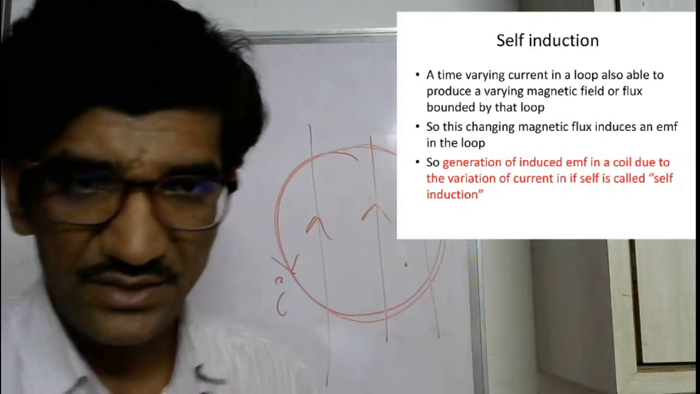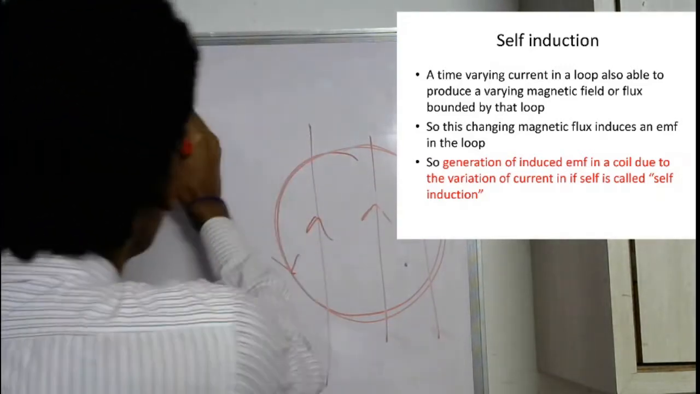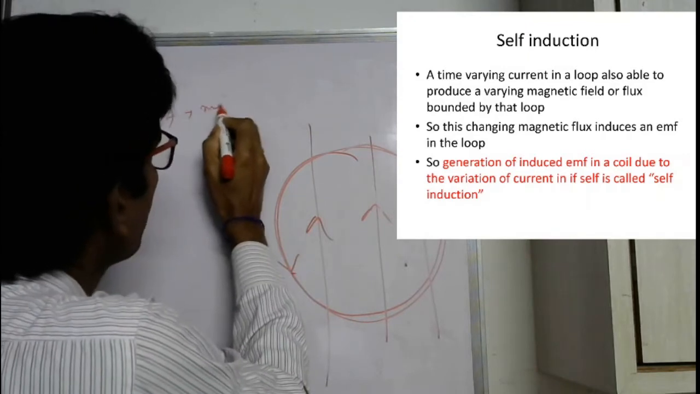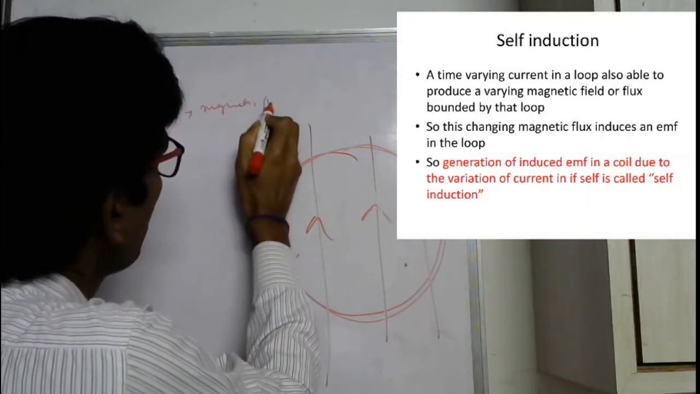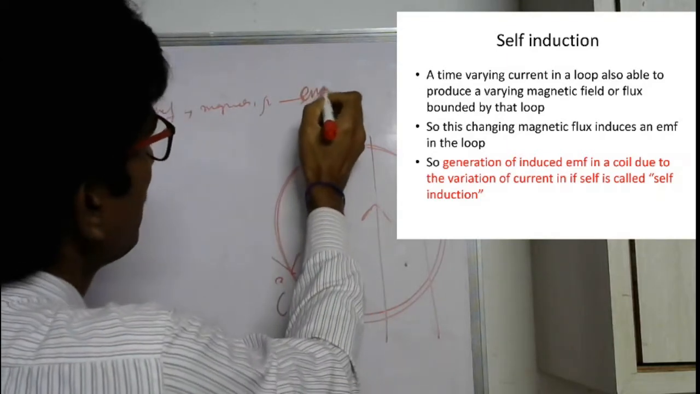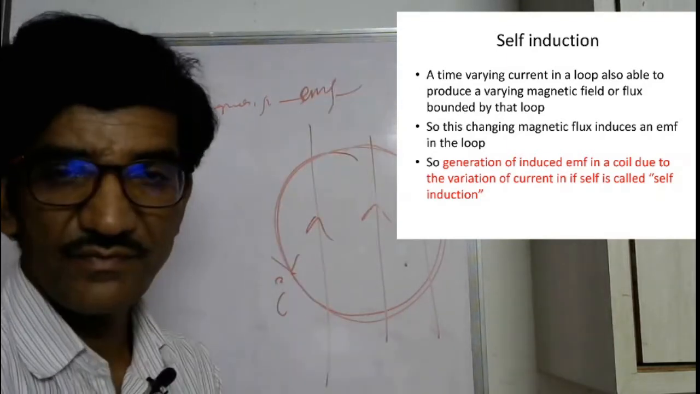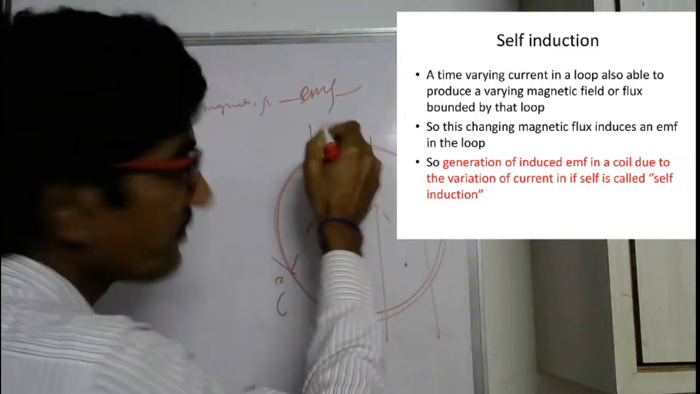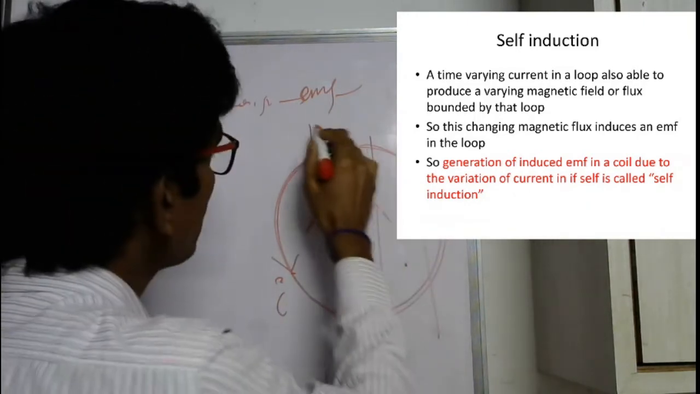Self-induction. You have to note the chain of events. Current, an EMF is there. It is producing magnetic flux. Again, this magnetic flux is creating an EMF. This is self-induced EMF. What is this?